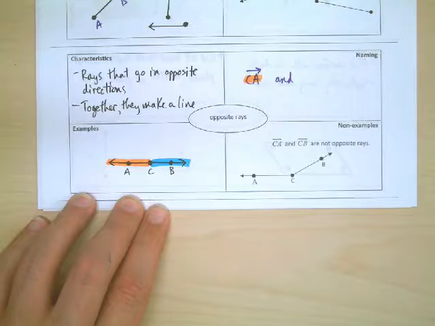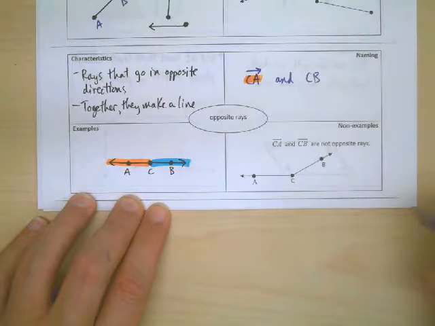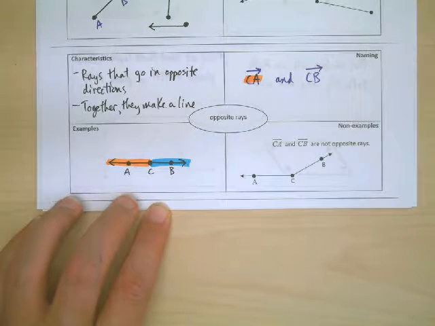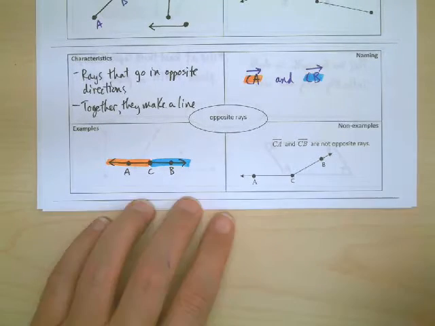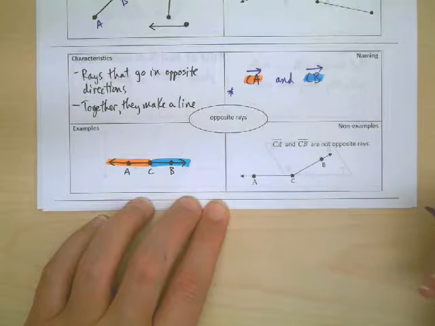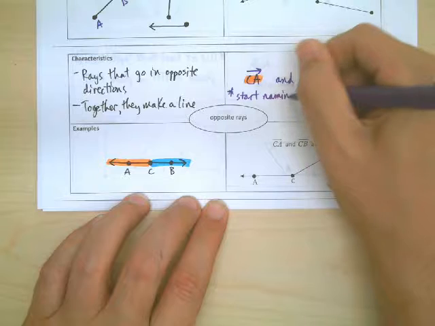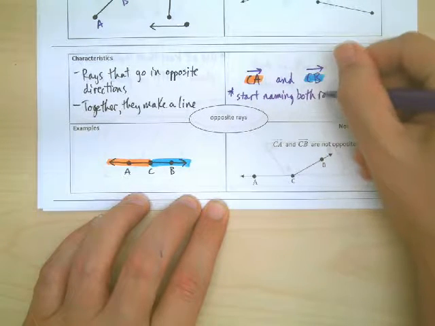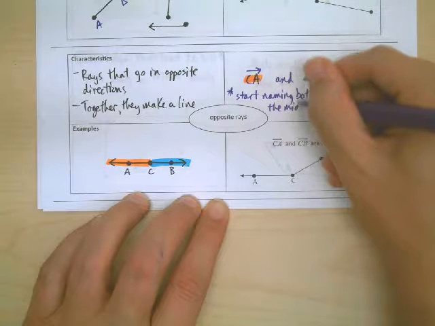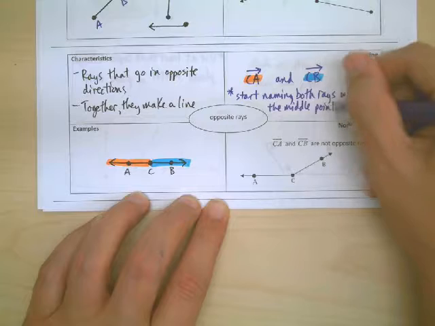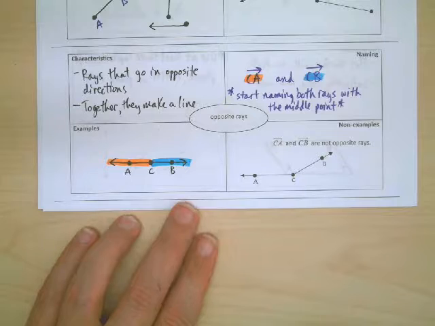And now for the name of the blue. The blue ray starts at C, travels through B. Don't forget to draw the ray symbol on top. So that's the name of the blue ray. So one of the important things to remember here is that you start naming both rays with the middle point. Because the middle point, for us, it was point C, is the end point of both rays.